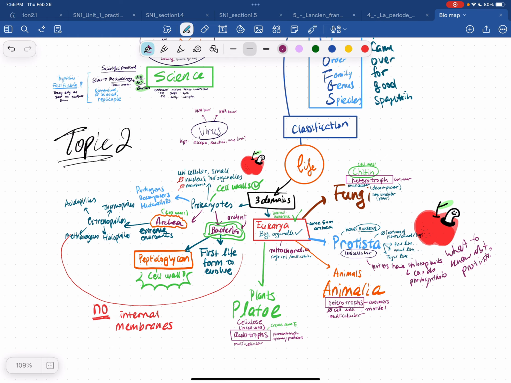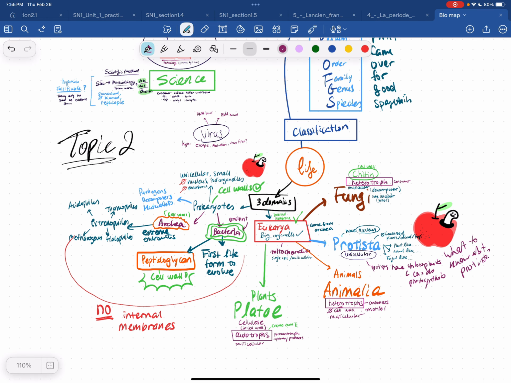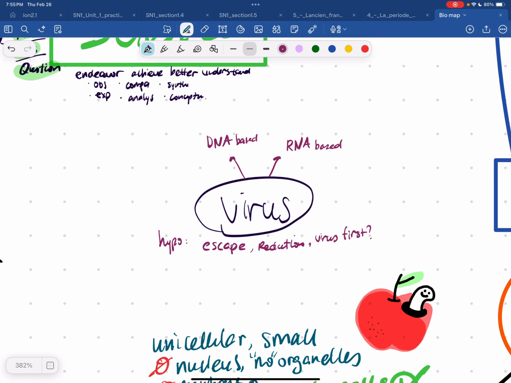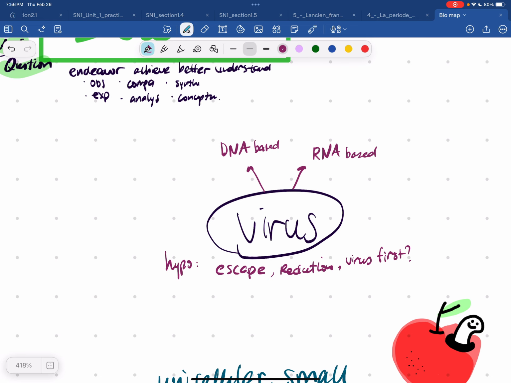Now, we're talking about virus again. So virus, I didn't write it here, but, oh, I did write it here. They are DNA based. They're also RNA based. They may be DNA or RNA based. We're not entirely sure how they originated, but you have a hypothesis that they either escaped or reduced from these branches of bacteria or archaea and stuff, or that the virus were the very first one. We're not sure yet. These are all hypotheses. One of these may be correct.